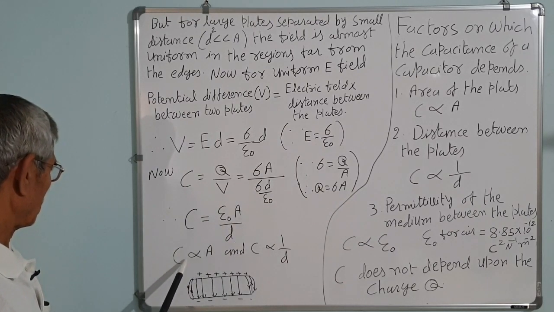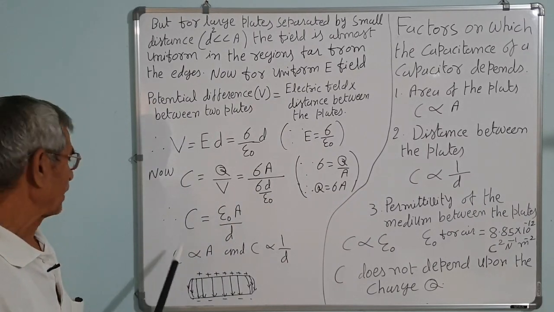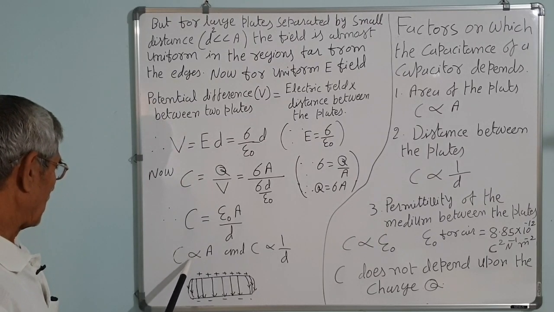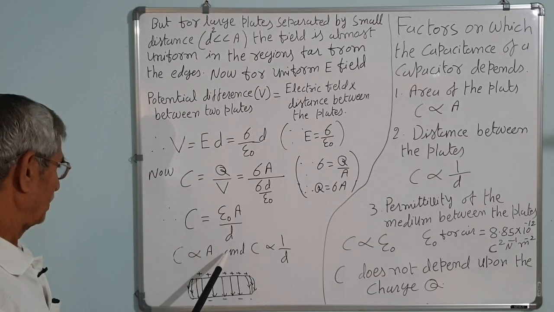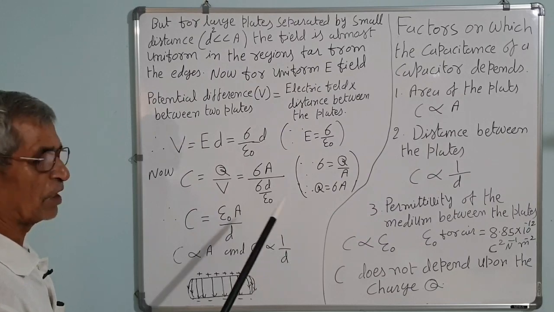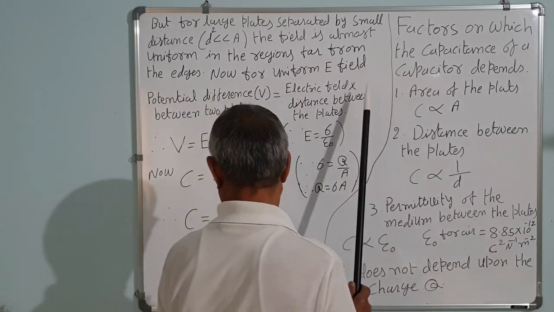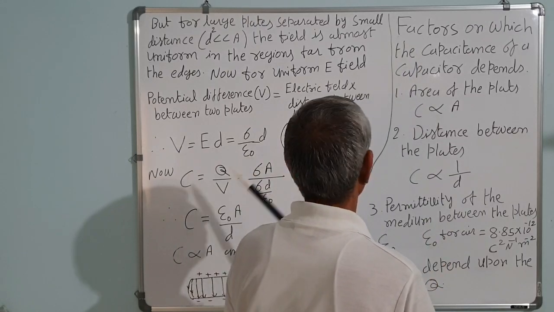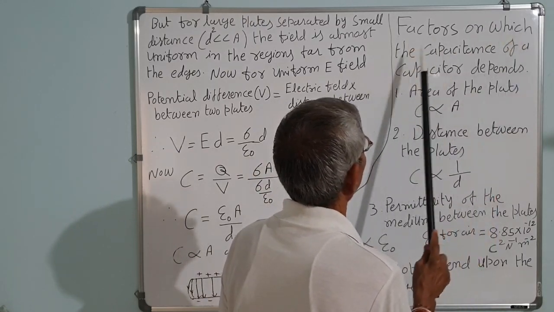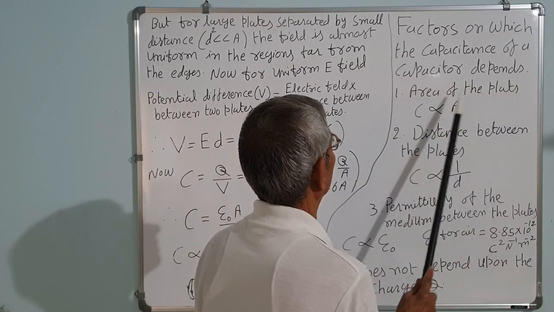Thus, we can see that the capacitance of a capacitor is directly proportional to the area of the plate and inversely proportional to the distance between the two plates, that is, the separation between the two plates. It also depends upon the intervening medium. These are the factors on which the capacitance of a capacitor depends.